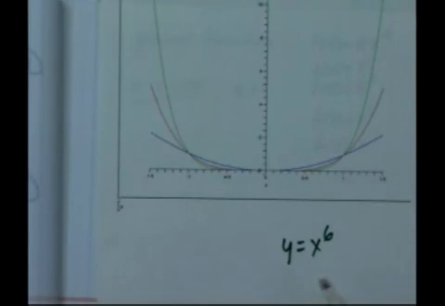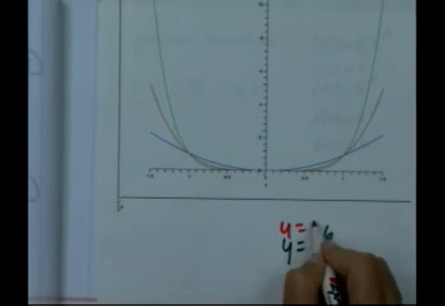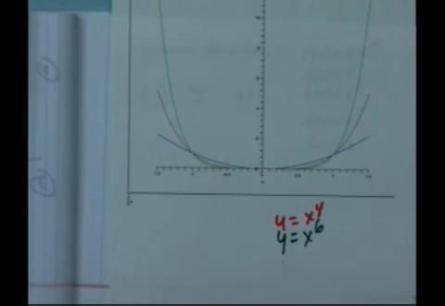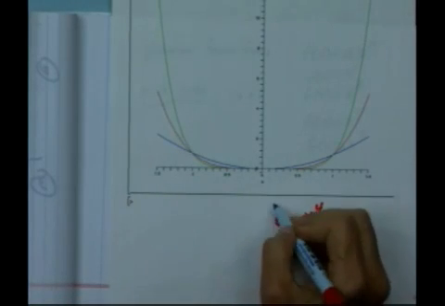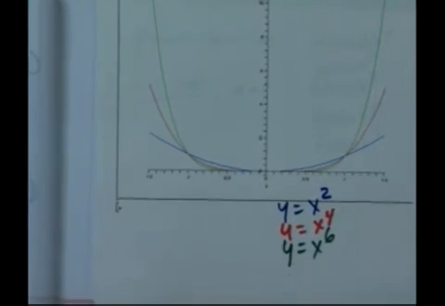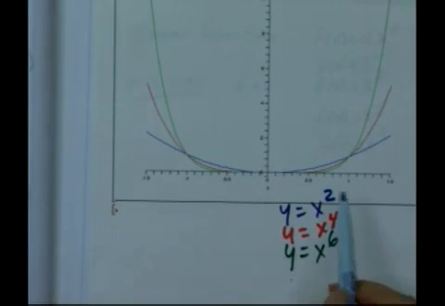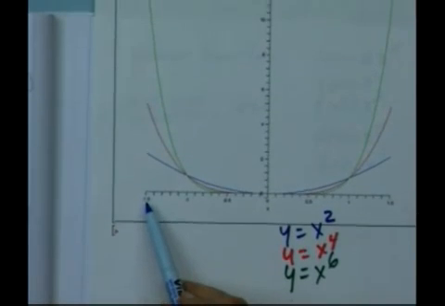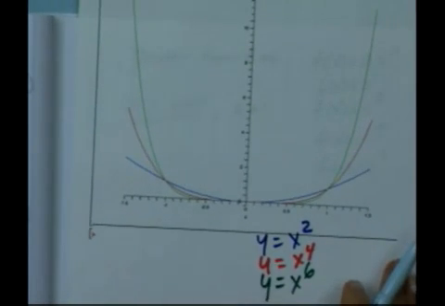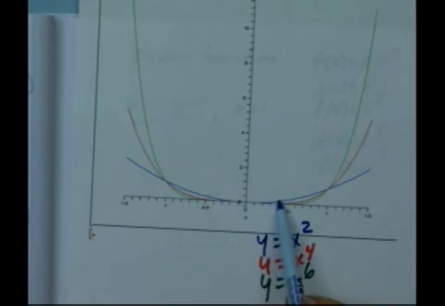All right, let's look at even powers. In green we have y equals x to the 6th. In red, I have y equals x to the 4th. And in blue, I have y equals x squared. All right, and I graphed this time between negative 1.5 and 1.5.